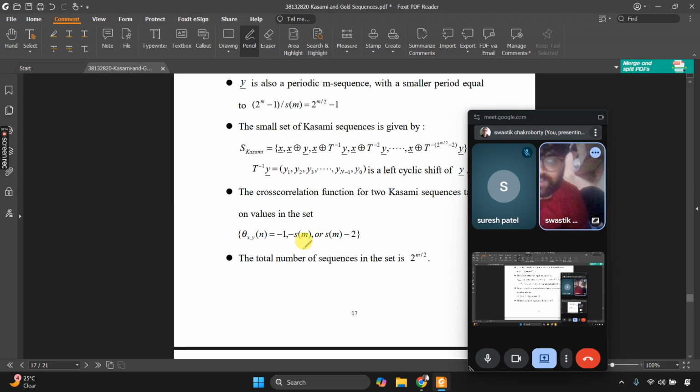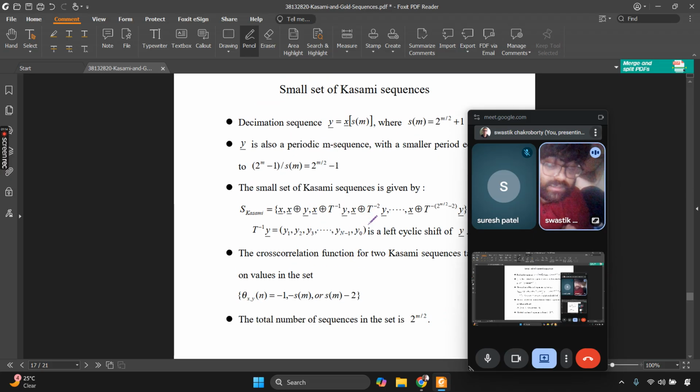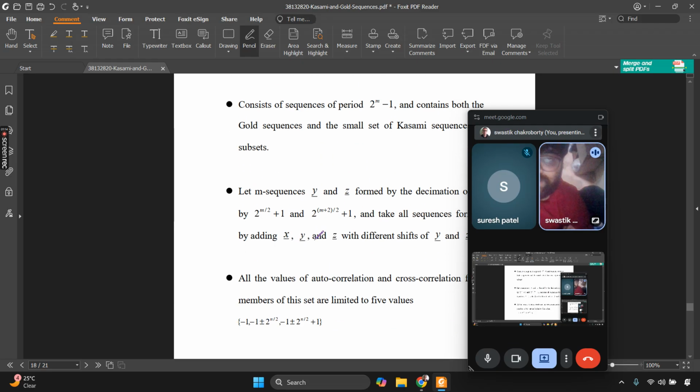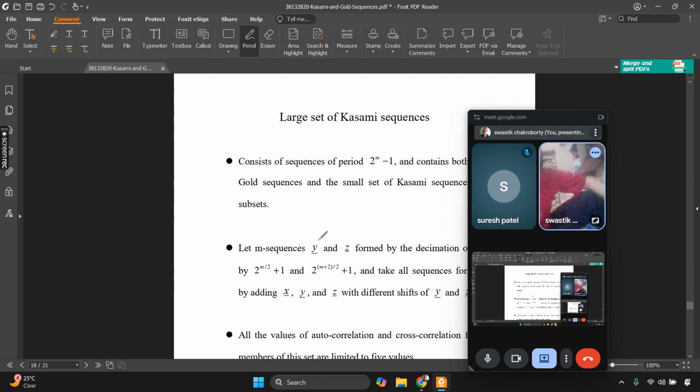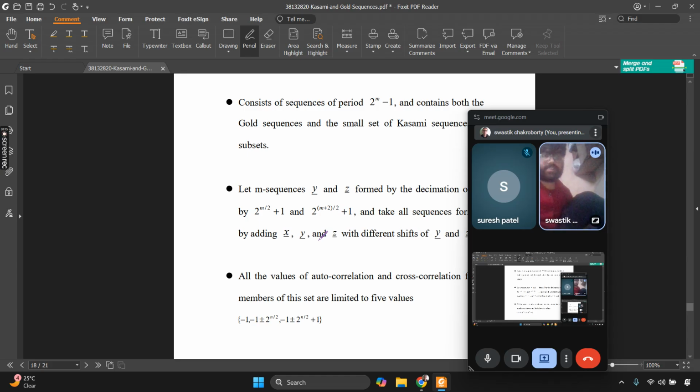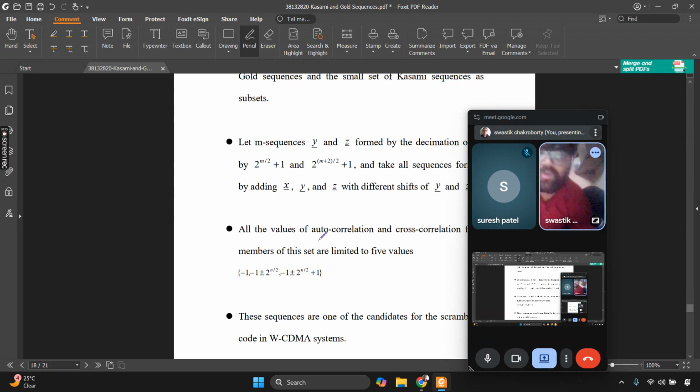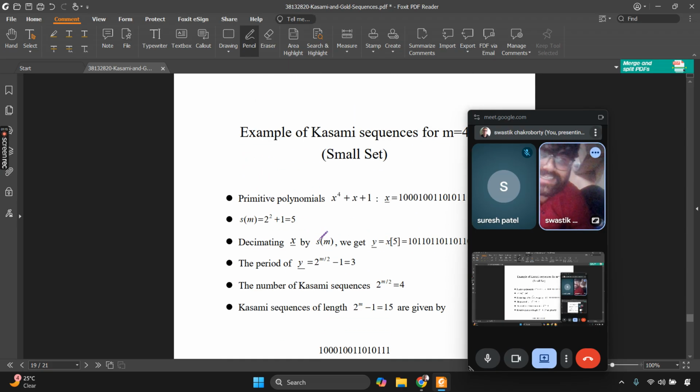Now, this set of Kasami sequences is called the small set of Kasami sequences. And then there is another called the large set of Kasami sequences. Now the large set of Kasami sequences consists of sequences of period 2 to the power n minus 1, which is natural, the maximal length sequences of M, and contains both the Gold sequences and the small set Kasami sequences. So large set of Kasami sequences means small set of Kasami sequences plus the original sequences plus the Gold set. Okay, so you take all of the sequences that you have generated till now and club them together to get the large set of Kasami sequences.